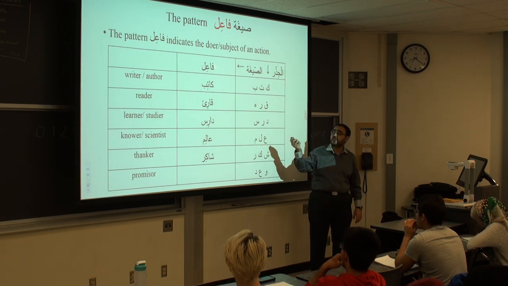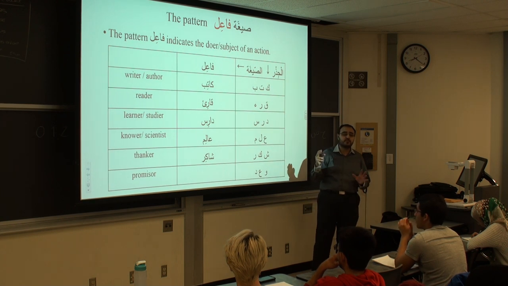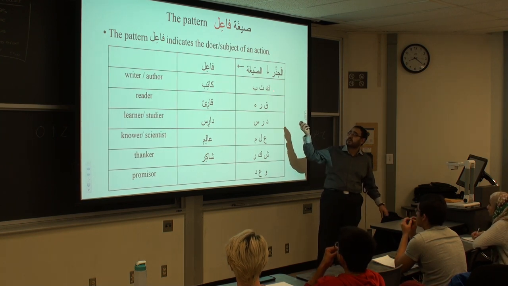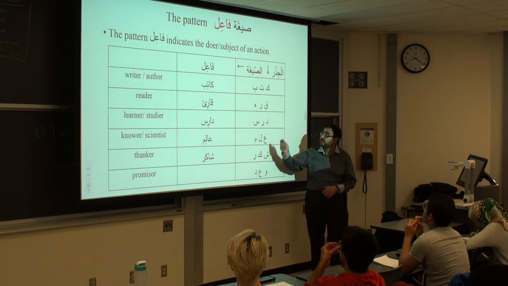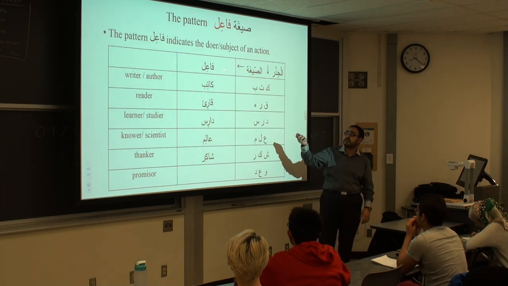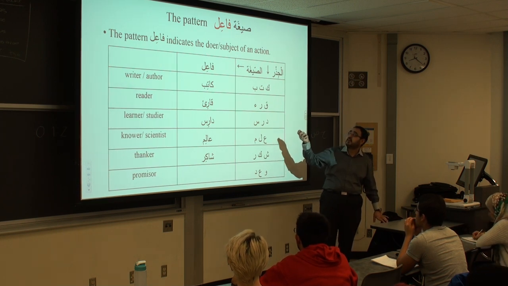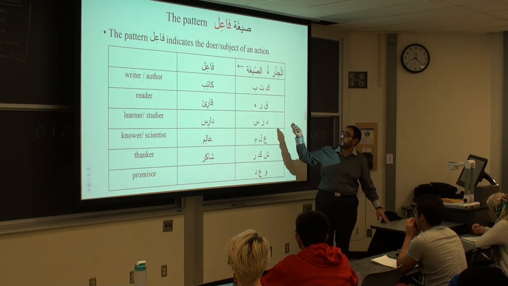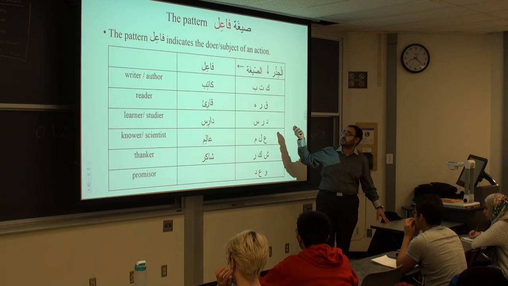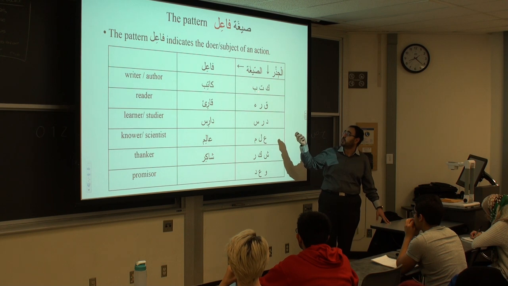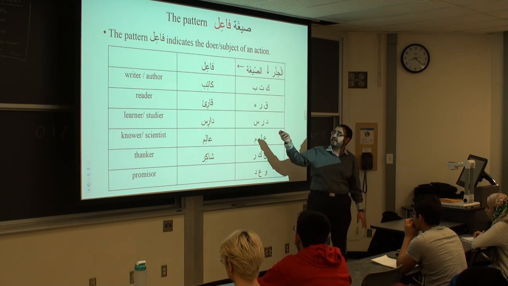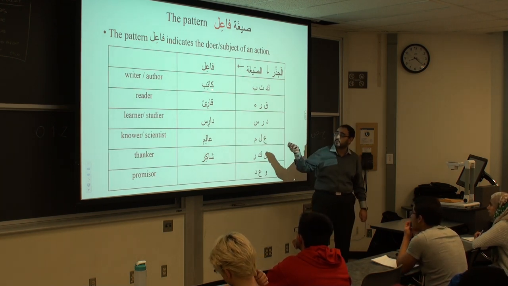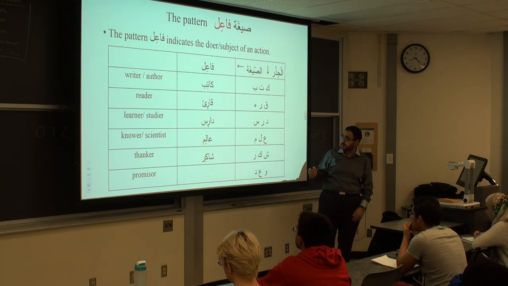So the pattern, whenever you have a word following the pattern fa'il, it will always indicate the doer of the action. What action? This is determined by the root. So the root kaf ta ba, it has to do with writing. By putting it in the pattern fa'il, it will be katib. You replace the fa with the first letter of the root, which is the kaf. You replace the ayn with the second letter of the root, which is the ta. And you replace the lam with the third letter of the root, which is the ba. And you add any other things, in this case, the long vowel alif and the short vowel kasra. So it will be katib, and that's literally the writer, okay?